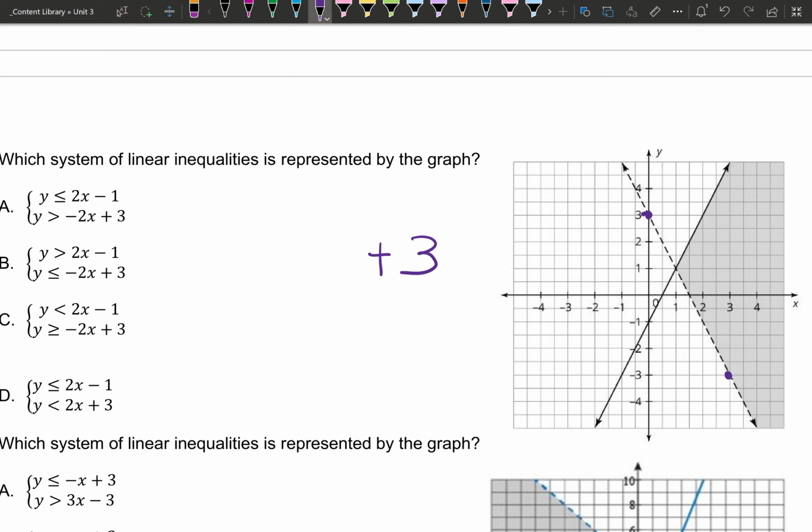So instead of using the y-intercept, I'm just going to use any point on the line. And it looks like I'm shading above. So y is greater than. It's dashed, no line underneath.